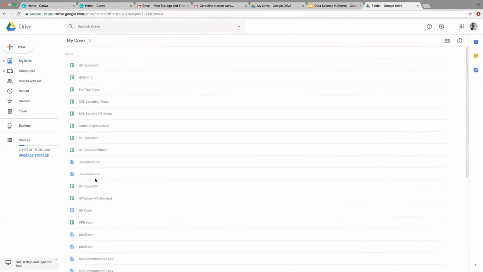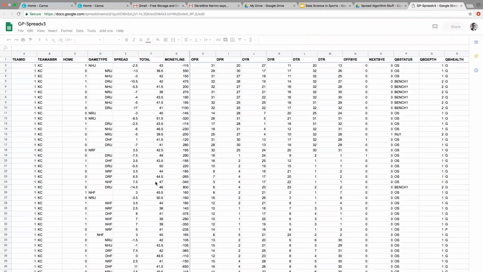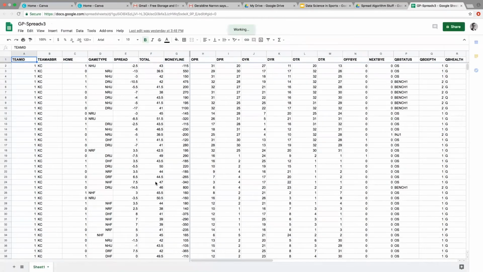We got to figure out which one it is. Spread algorithm stuff, that sounds professional. So this went from, I think, 2011 to 2016. I can't remember.